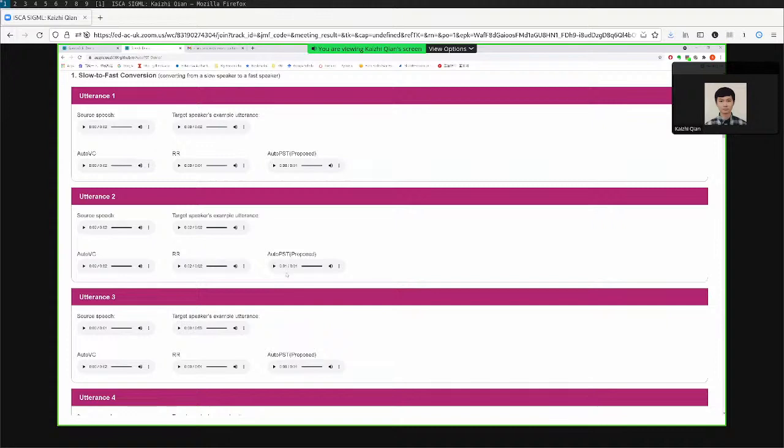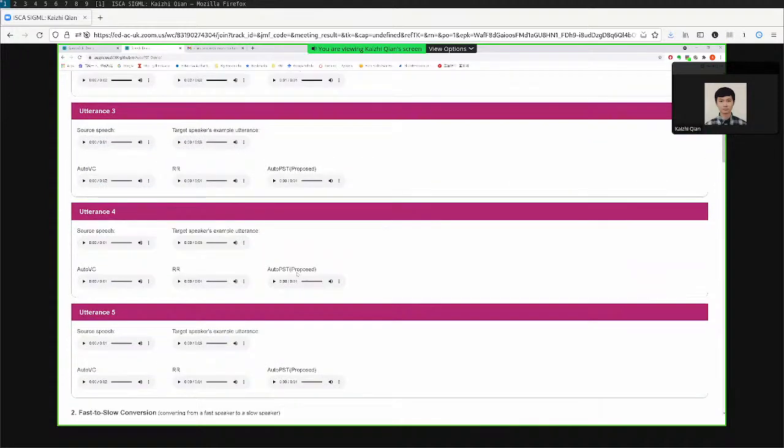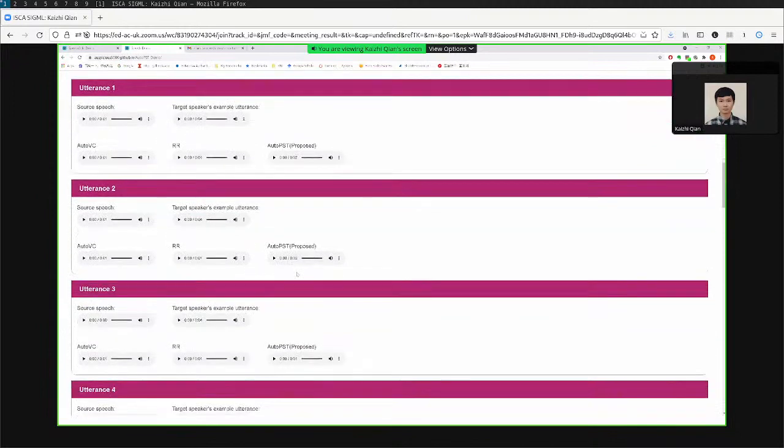And then let's switch to a fast to slow conversion. So here is the source speech, "5 thick slabs of blue cheese," which is fast. The target is "The rainbow is a division of white light into many beautiful colors," which is slow. And then here is the AutoVC result, "5 thick slabs of blue cheese," which is undesirably fast. The random resampling result is slightly slower. And this is the AutoPST result, "5 thick slabs of blue cheese," which is almost as slow as the target speaker.